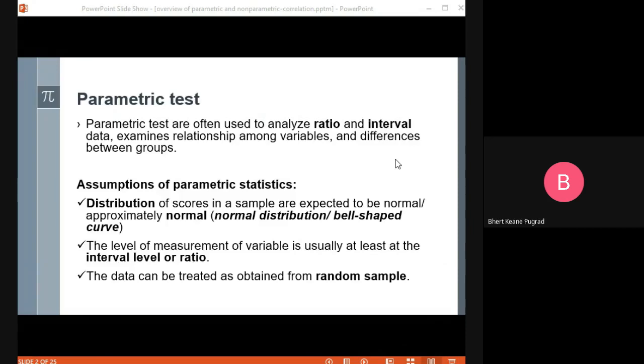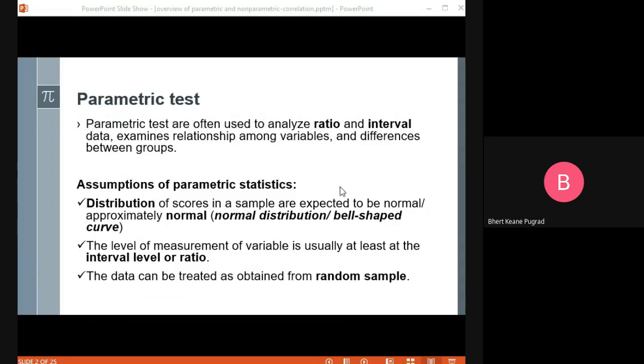So in parametric tests, we have these assumptions. Before we use the different types of parametric tests, we first need to ensure that we met the following assumptions. The first assumption is that in terms of distribution, the distribution of scores in a sample is expected to be normal, approximately normal, or a bell-shaped curve. In my previous discussion, when we say bell-shaped curve or normal distribution, this means that the data is distributed normally.